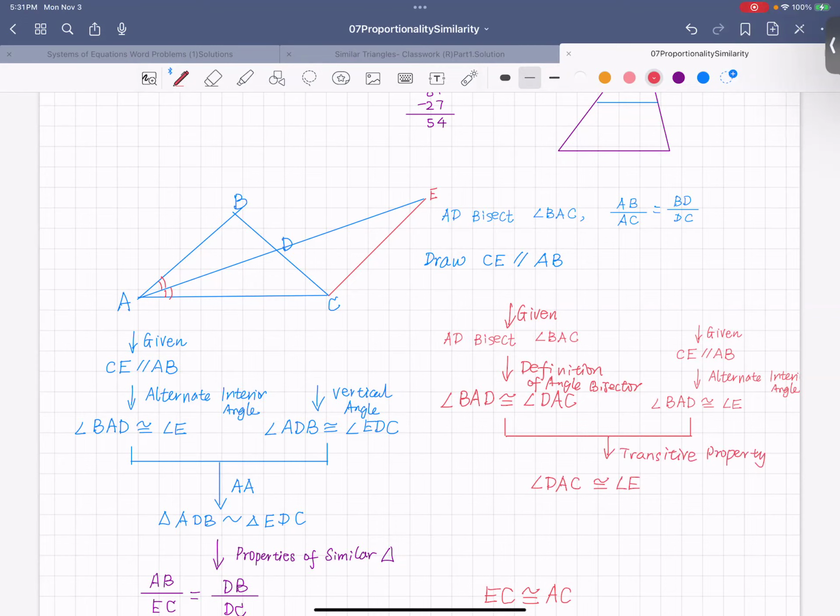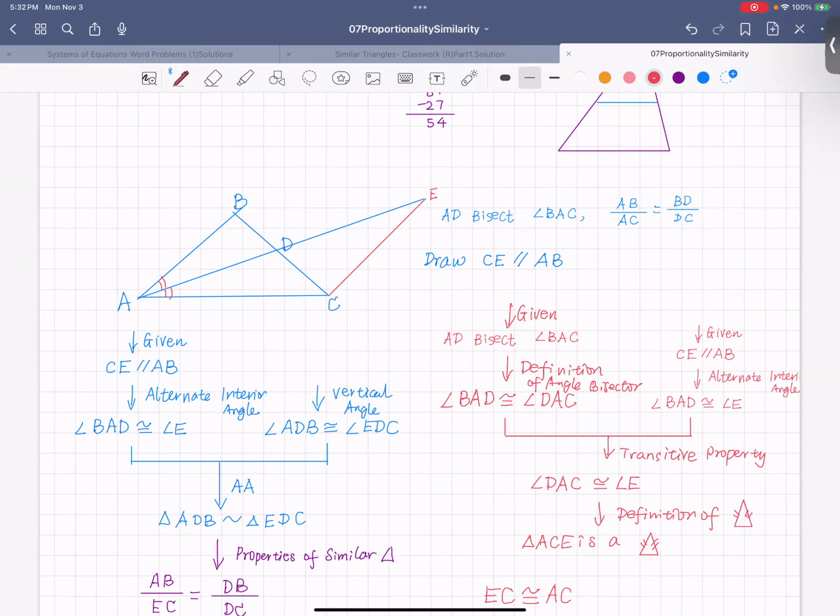Okay. And then when these two angles equal, you can say this triangle is what? ACE is an isosceles triangle, right? Yeah, this is an isosceles triangle. And this is a definition of isosceles triangle. Correct? That makes sense? Yes. Definition of isosceles triangle.